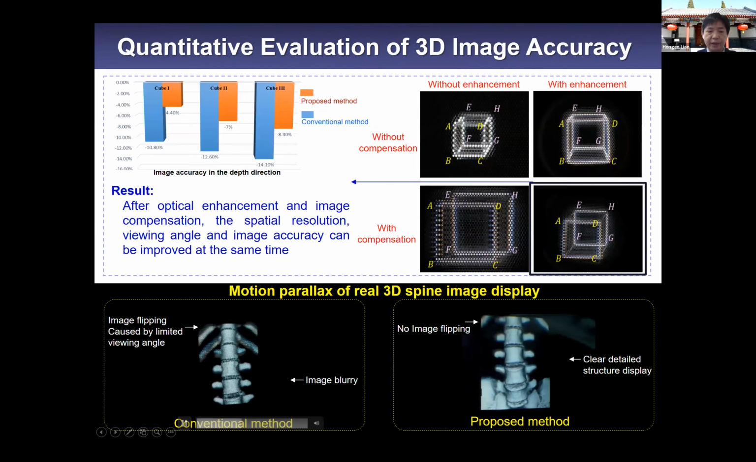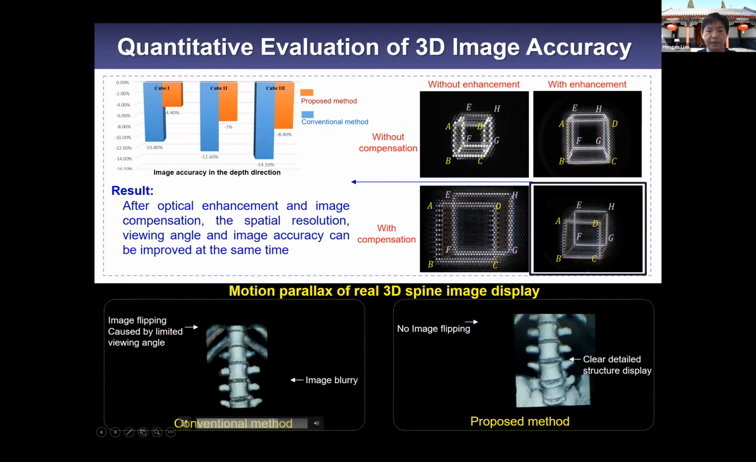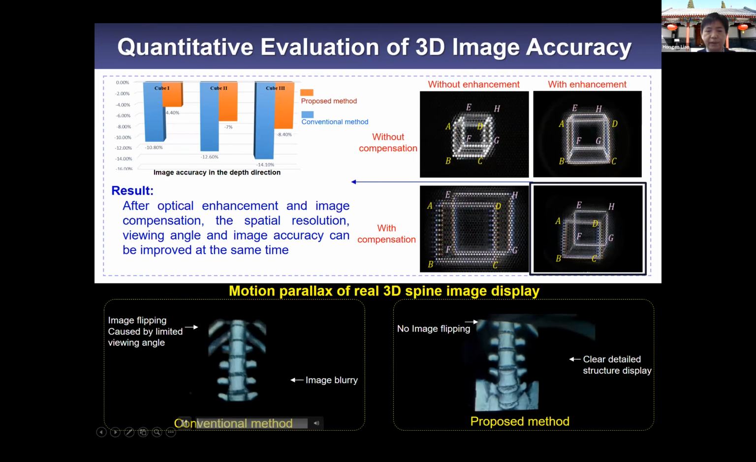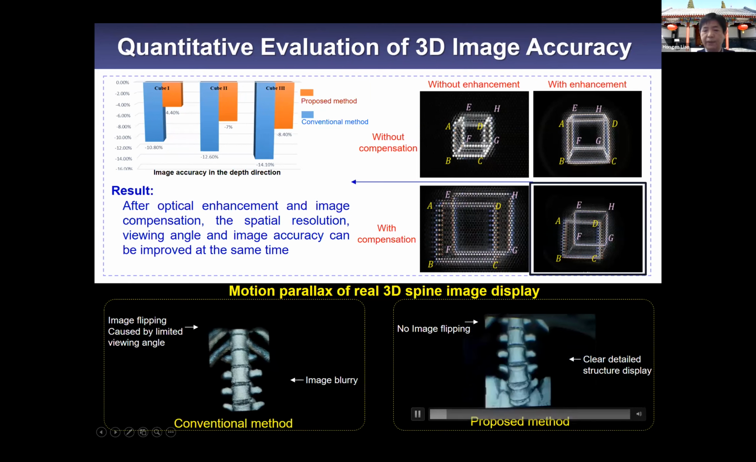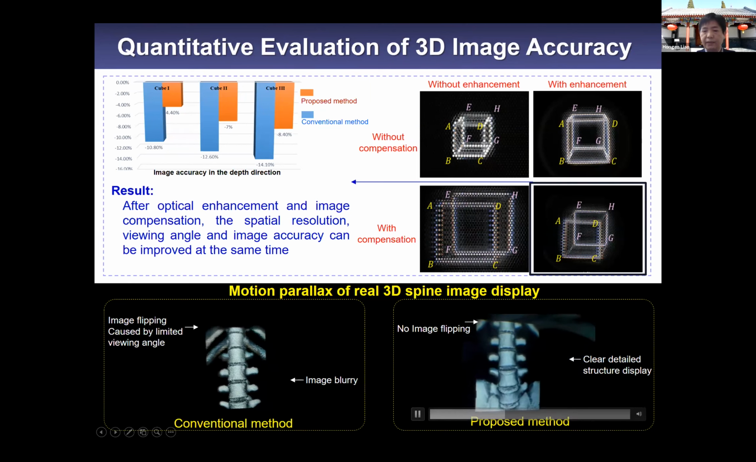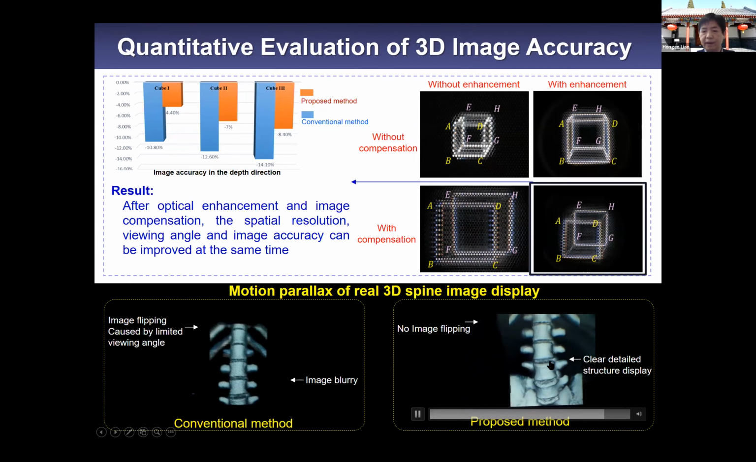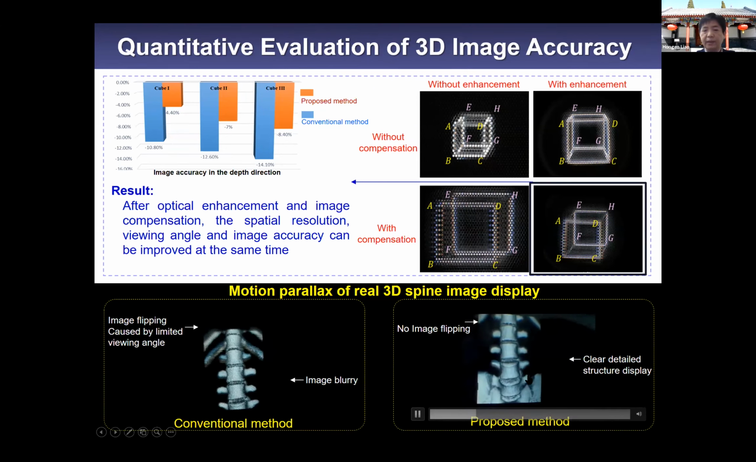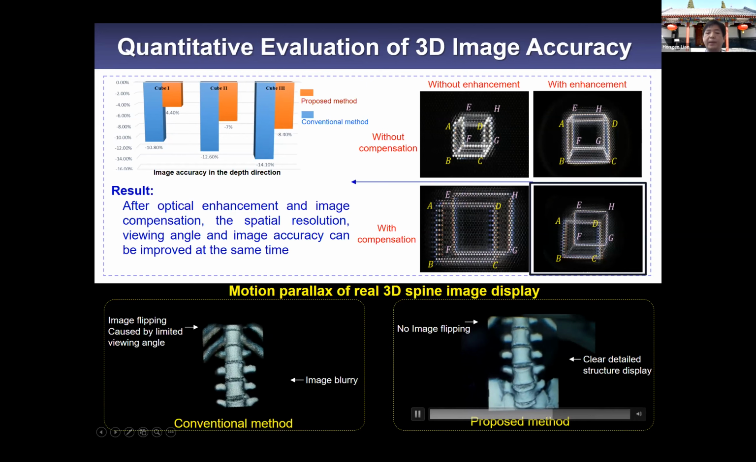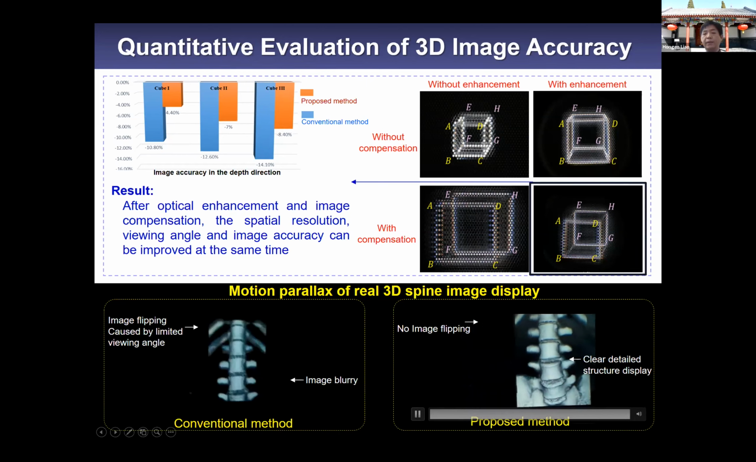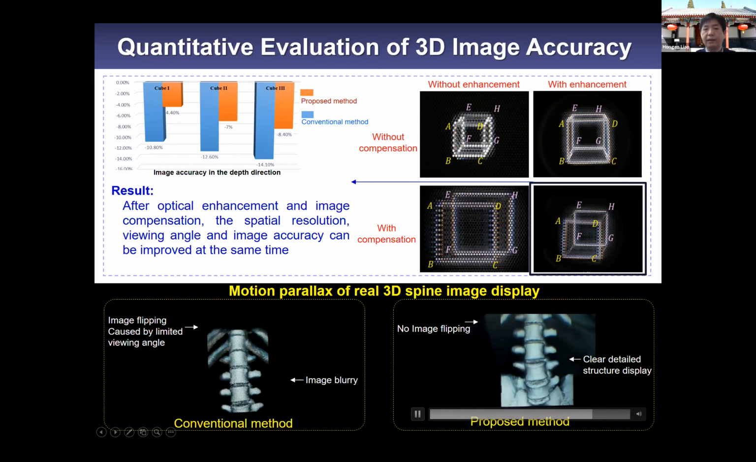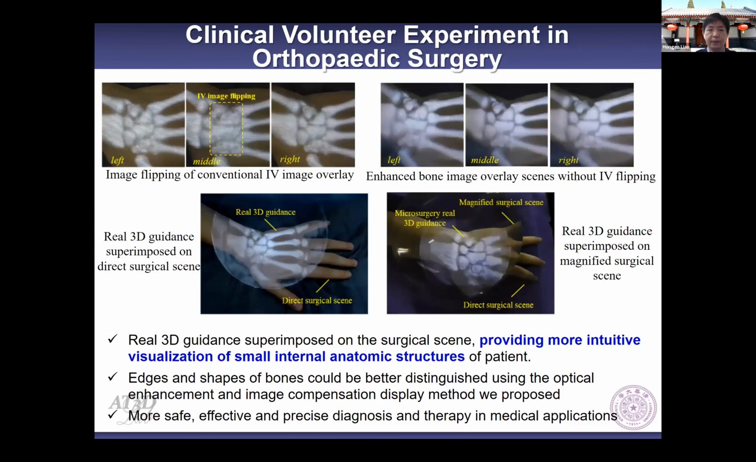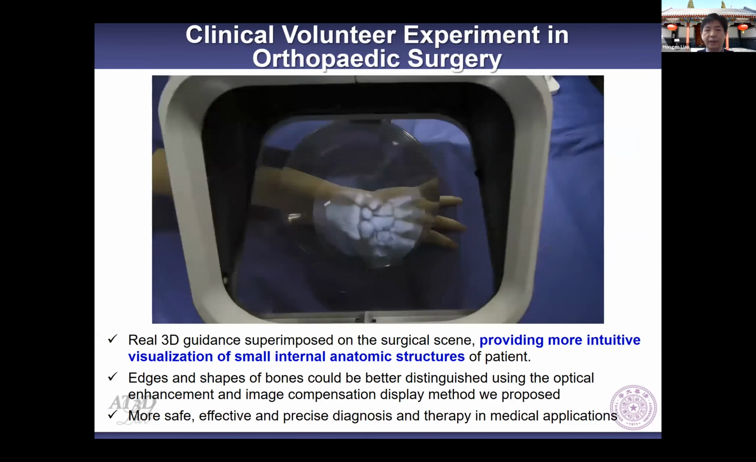The left video is a conventional method. You can see the image is blurry in this area. The right side is our new technique, which is very clear in the detail and the structure of the display here. This kind of display can be viewed in high quality with a large viewing angle. We also have some applications in orthopedic surgery like this one.